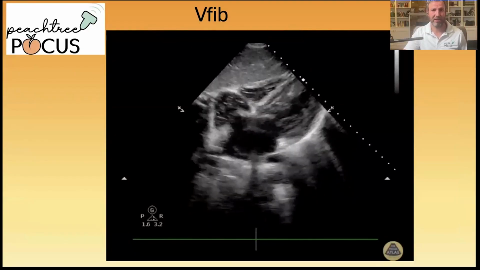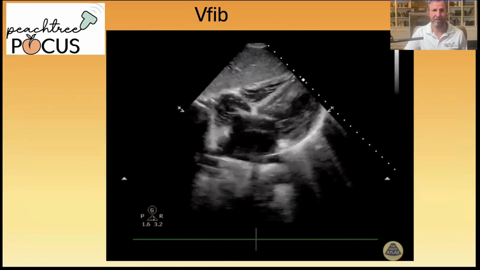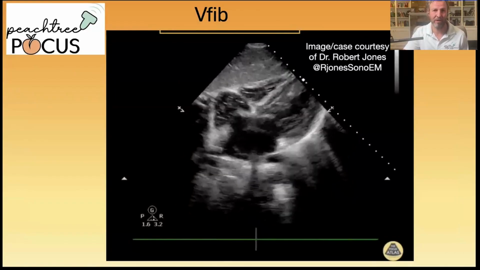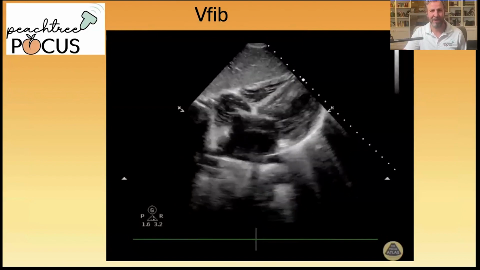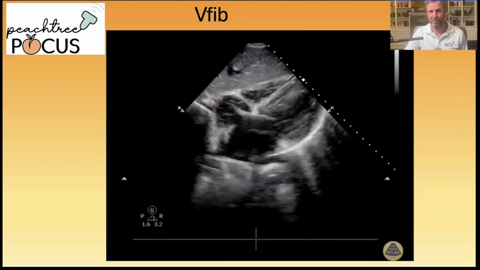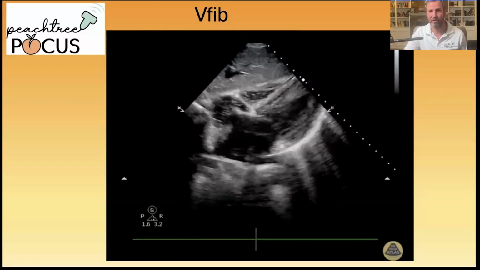If you look closely, you can see the ventricular walls fibrillating, quivering without a coordinated contraction. So why is this important? Sometimes fine VFib can be mistaken for asystole on the monitor, and those are two rhythms with very different treatments, as I'm sure you all know. One gets shocked and the other doesn't.